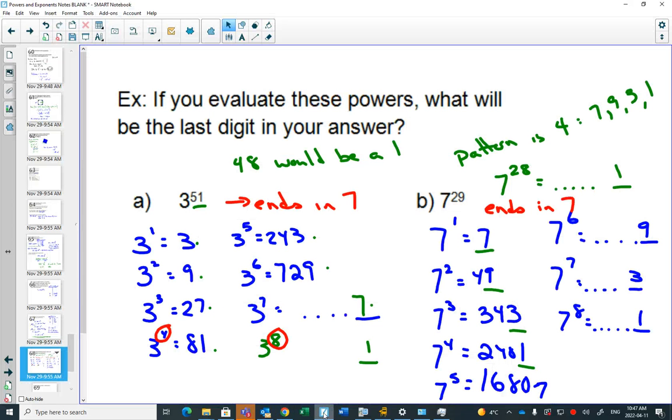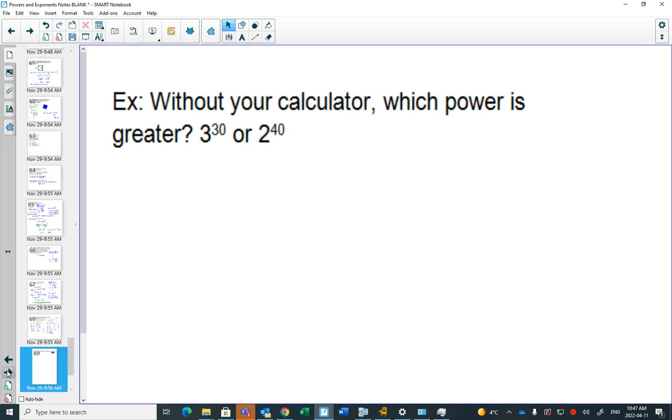Last question. We have one question left, and we're done our entire unit without a calculator. Which is bigger? Would 3 to the 30 be bigger than 4 to the 20? Yes. How would you figure this out?